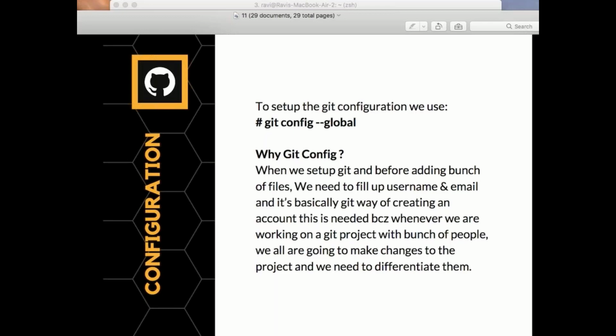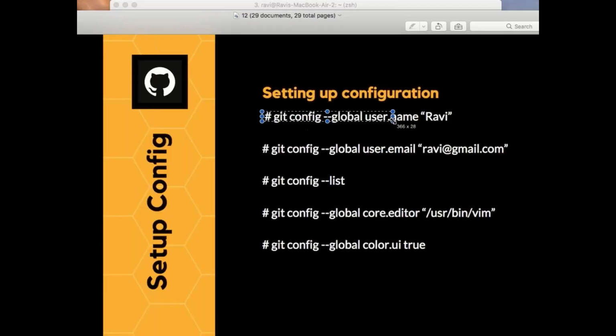All you'll say is git config. When you set up git config, you fill in the username and email before adding a bunch of files. So basically, you are creating an account for this. Git config is nothing but creating one specific account. How are you going to create it? You have got two specific options. There is git config --global user.name, and email. These two things are required, and the rest you can ignore.